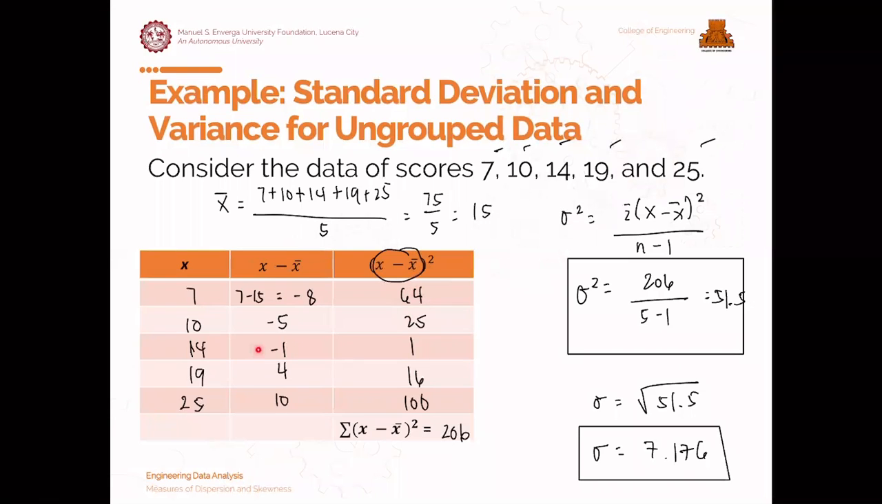Itong second column natin, nakita natin may mga values tayo. I-squared mo lang yan. So, negative 8 squared. Lagay ko dito ha. Negative 8 squared ay equals sa 64. So, negative 5 squared, no? Thank you po, sir. Okay? So, ni-square lang natin yung second column, ibig sabihin, no? Okay? Thank you for that question.